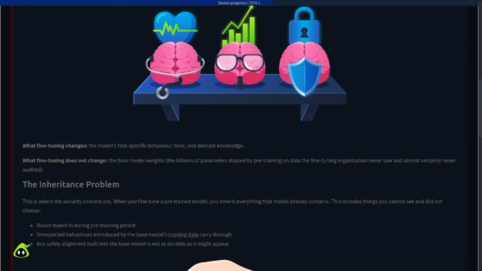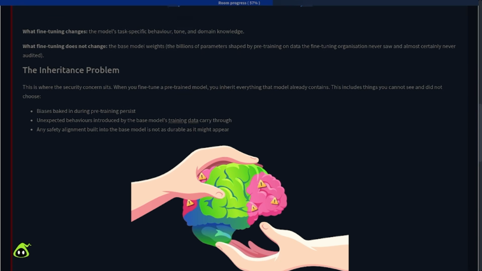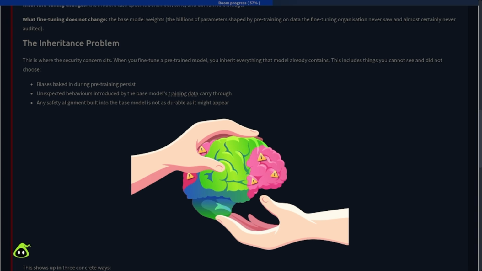So yeah, and the inheritance problem, this is where the security concern sits. When you fine-tune a pre-trained model, you inherit everything that model already contains. So it's quite possible that the other party didn't do the hard work, didn't filter the output, and it contained sensitive information, or is not legally bound by any ethical laws. So this is where the problem arises, and this could include things you cannot see and did not choose.